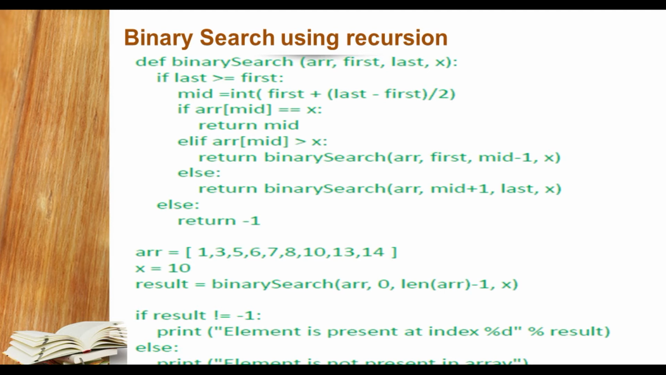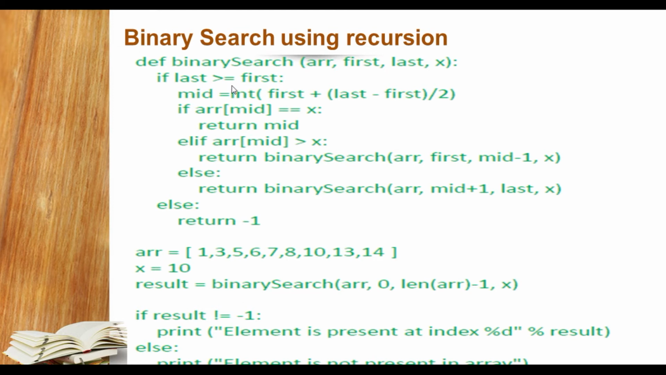Now we have to understand it using the programming method. Here I have defined a function, that is binary search. In it the array is passed as a list. The first element is always index 0, and the last element is the length of the list minus 1. And then x is the search element, whatever we are going to search. Then we check whether the last element is greater than or equal to the first. The last index should be greater than or equal to the first index.